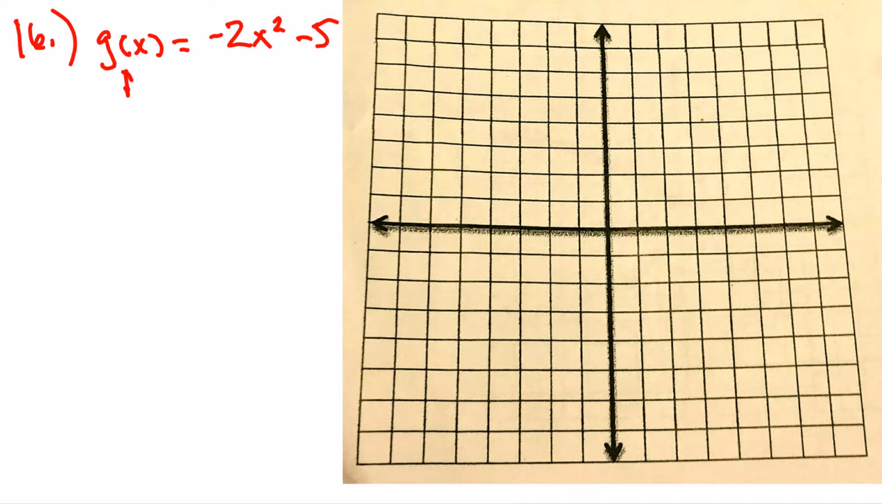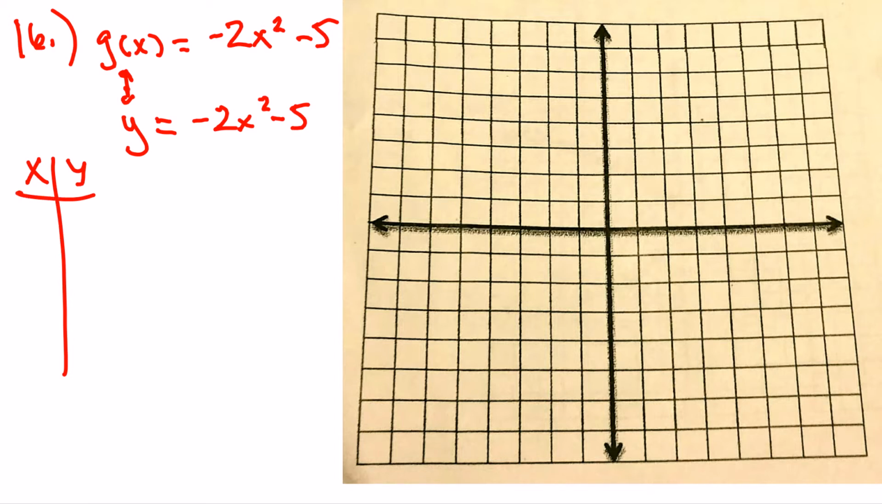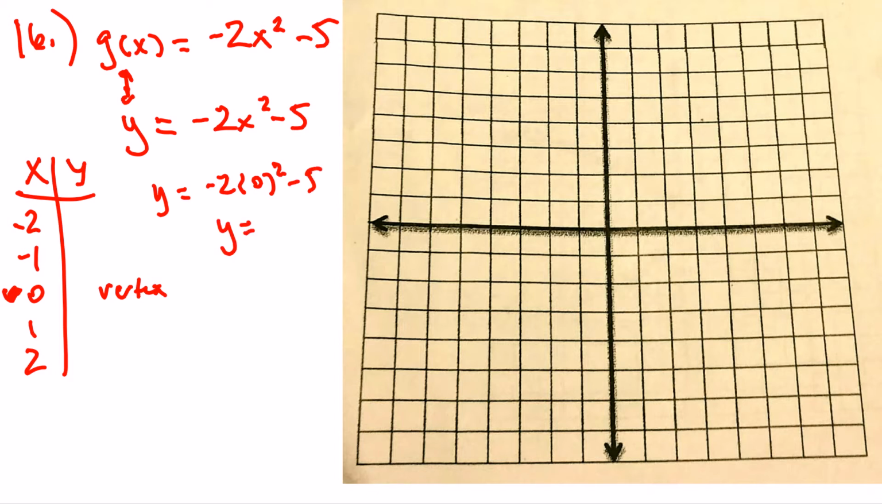Alright, so 16 is g of x equals negative 2x squared minus 5. Remember, guys, you can just replace g of x with y if you don't like that g of x there. So negative 2x squared minus 5. I make an xy chart. I'm going to put negative 2, negative 1, 0, 1, and 2. I plug in 0 because that's the easiest, and that's also my vertex. So that's my vertex. Plug in 0, negative 2. Instead of x, I put 0 squared minus 5. So I get y equals negative 5.